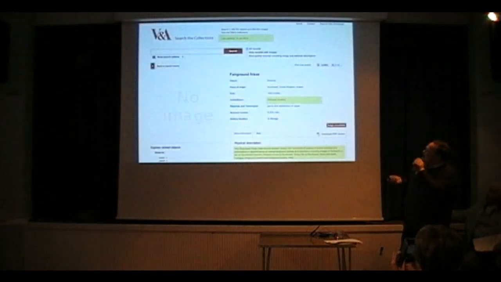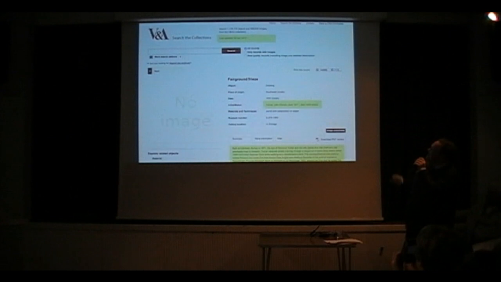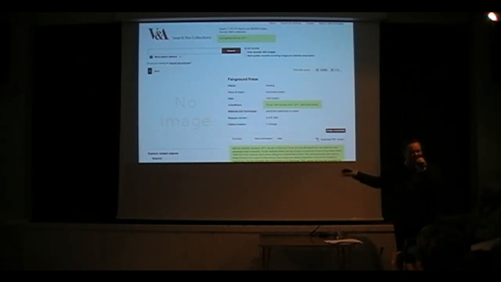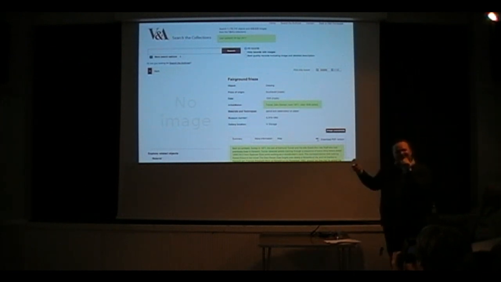And then right at the end of the scroll, we saw his name. So we could confirm to the V&A that this was John Doman Turner's work. This was a screenshot from their website before we went, and it says, Fairground Frieze by unknown artist, with nothing about Turner. After we went, we managed to clarify that this is a piece of Turner's work, so they updated the website with that information.